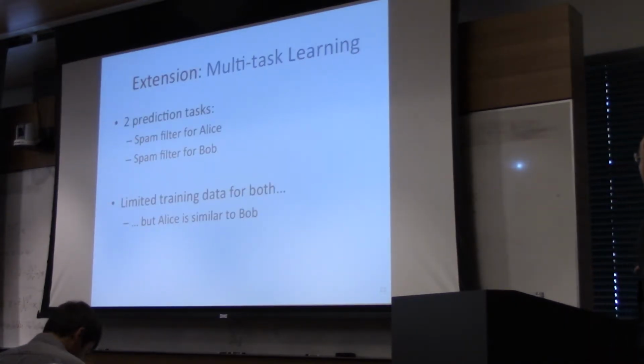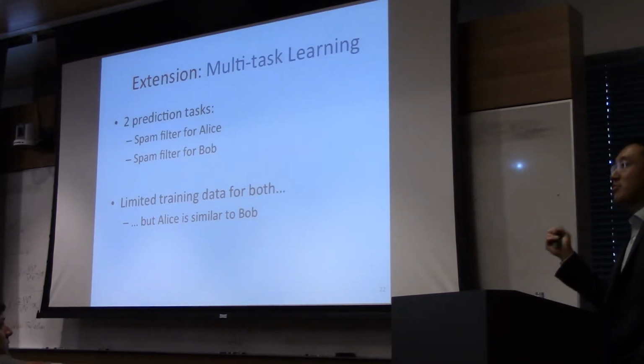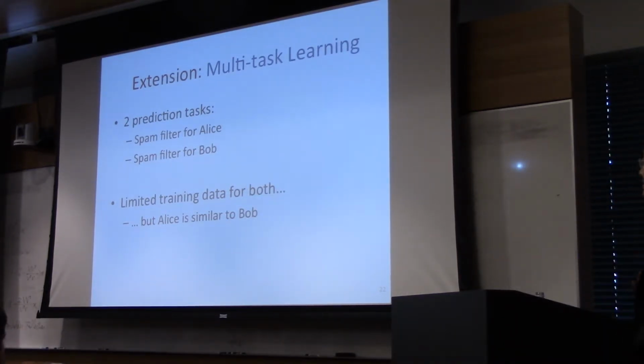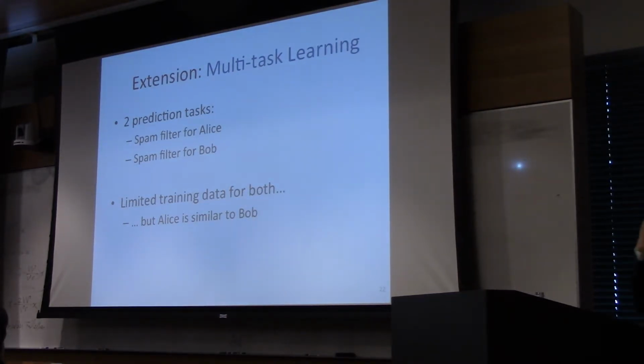Okay. So next up is an extension to multitask learning. Multitask learning is the problem of jointly learning to predict for two different prediction tasks simultaneously. So for example, let's say we want to train two different spam filters, one for Alice and one for Bob. Now, we have limited training examples for both, right? But we're going to make the assumption that a good spam filter for Alice will also be a good spam filter for Bob. What that means is that a good W for Alice will get reasonably good accuracy for Bob, and vice versa.